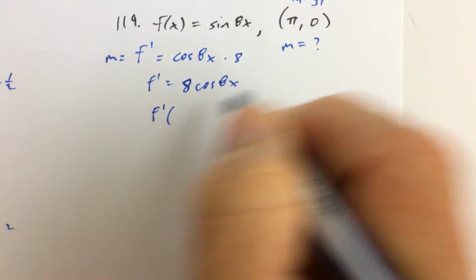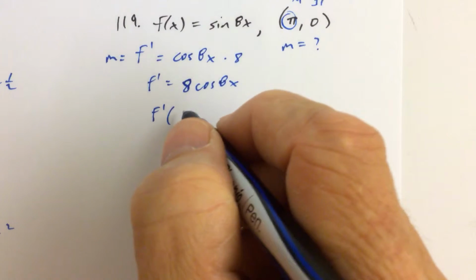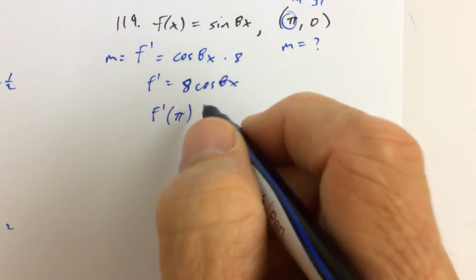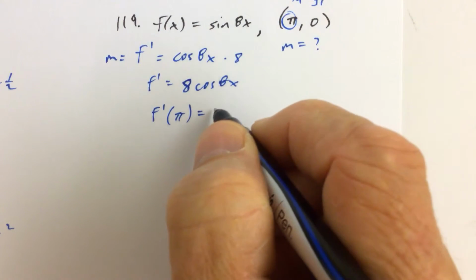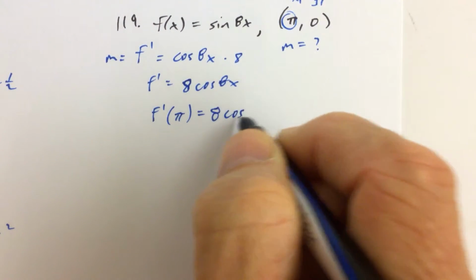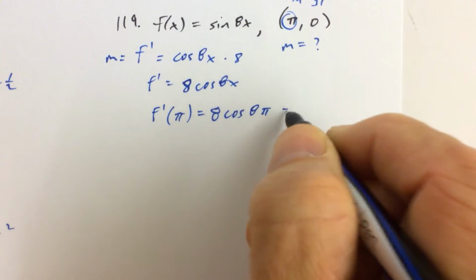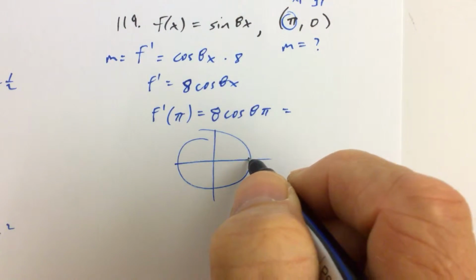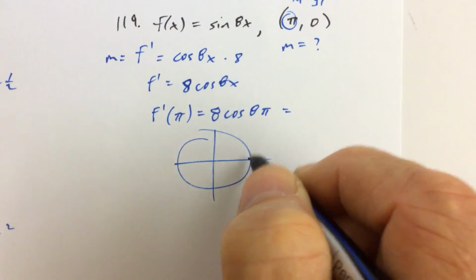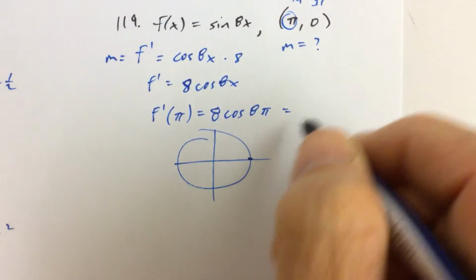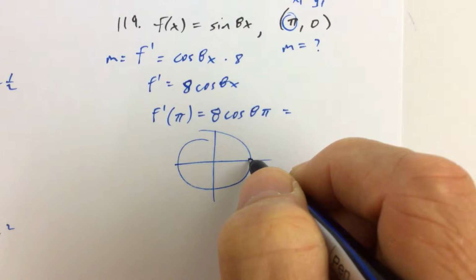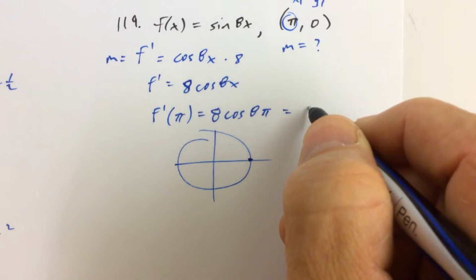Now, f prime at the point pi, 0, since f prime only depends on x, we only have to put the x in. So we have 8 times the cosine of 8 pi. That brings us all the way around to the right side, 0, 2 pi, 4 pi, 6 pi, and 8 pi. So right there, the cosine of that angle is 1. 8 times 1 is 8.